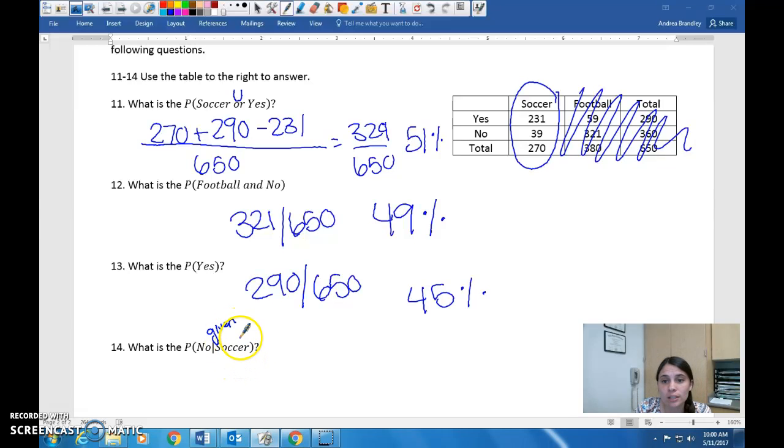So if soccer is awesome, did they say yes or no? We want to know the probability they said no. Well, 39 people said no out of 270 people that voted on soccer. So I can do 39 divided by 270, which comes out to be 14%.